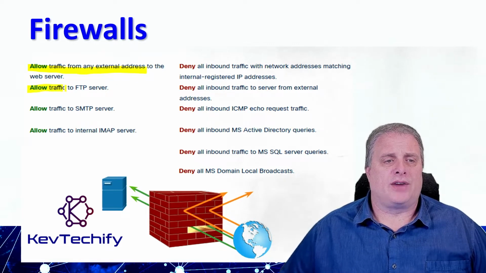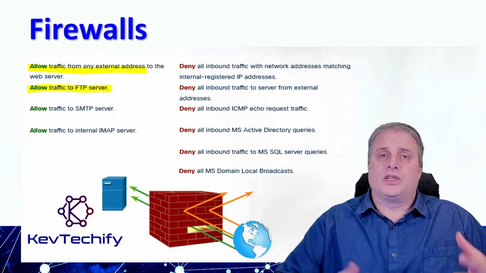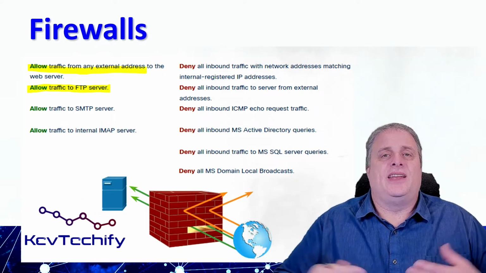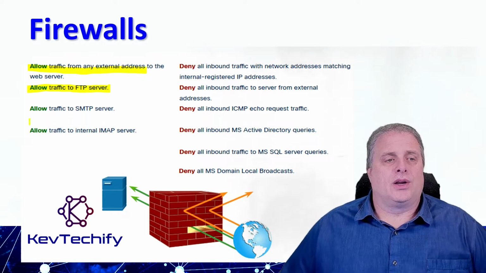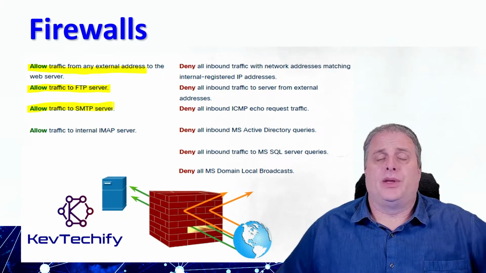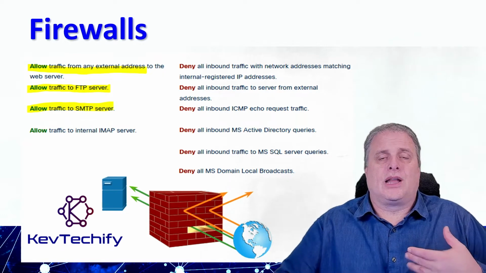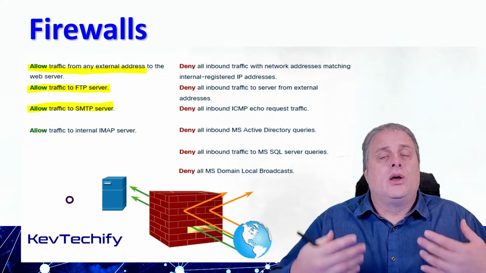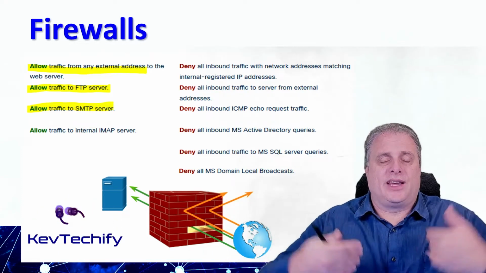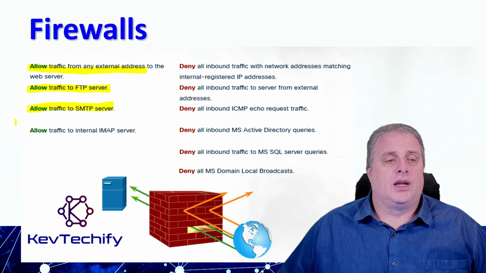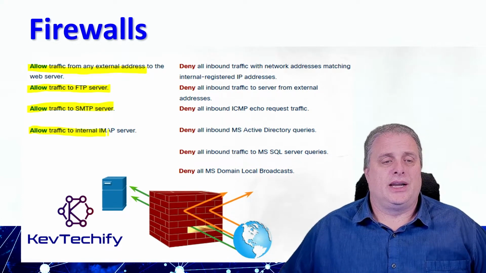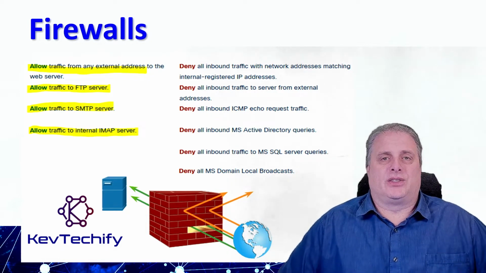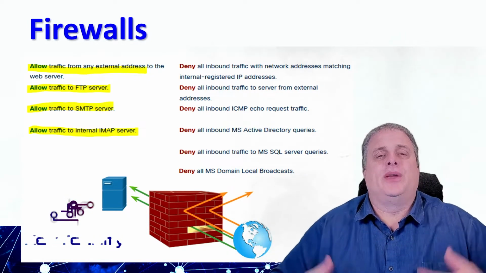Allow access traffic here to your FTP server. Once again, maybe you're sharing out some files with your customers or your business partners that they need to get some information from you. We're going to allow SMTP traffic, simple mail transfer protocol. We're going to allow mail to come into our network from the outside. We're hosting our own internal email server, and so we have to let that traffic come in through the firewall. And then allow traffic to internal IMAP server. IMAP is another way to check your email, so we're allowing that IMAP traffic to come into our network.